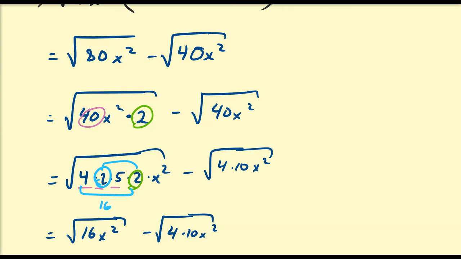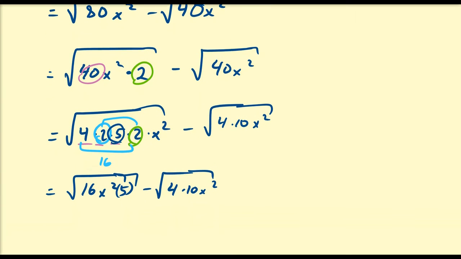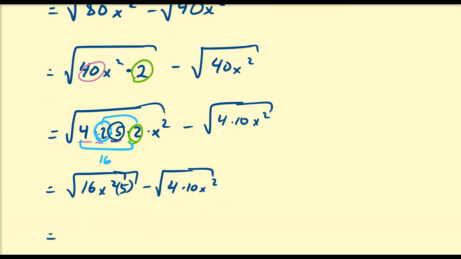Oh, and let's not forget our lonely little 5 that we had there. Let's not forget him. Alright, so what do we have here? So the square root of 16 is going to be 4. Then we have 5x squared minus 2 square roots of 10x squared.